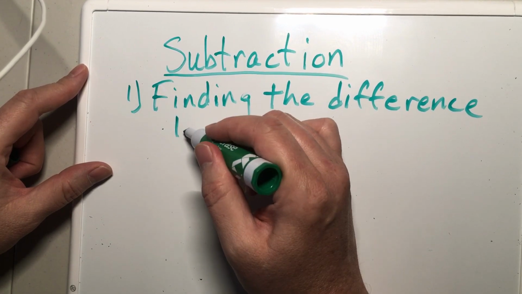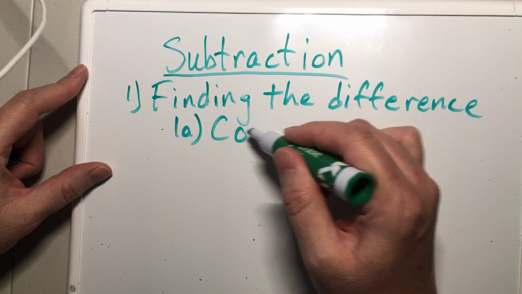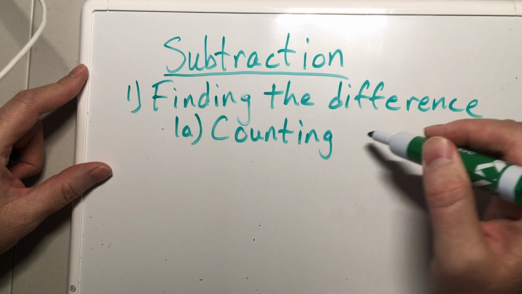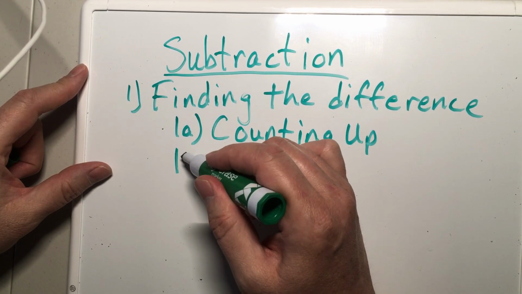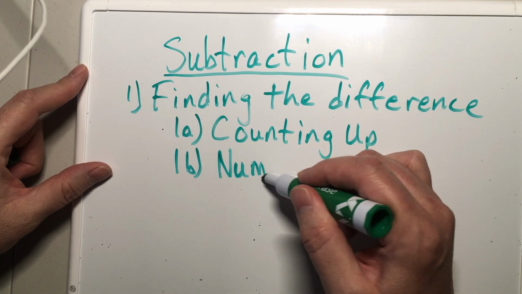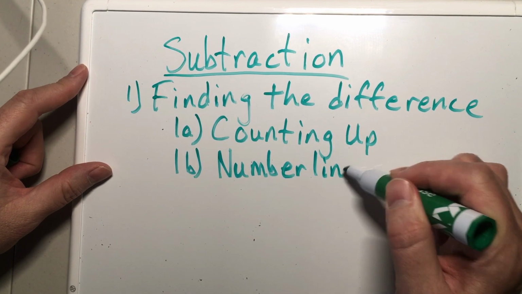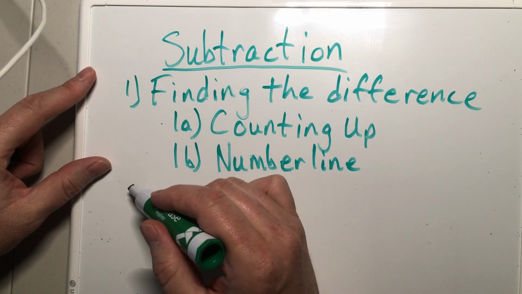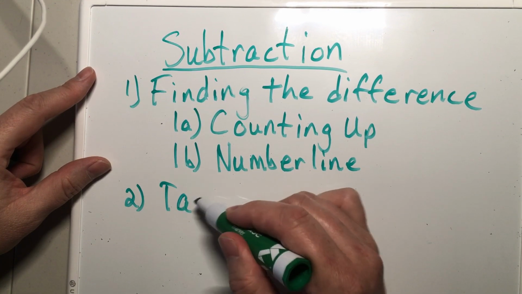Okay, and the strategies I'm going to show you for finding the difference, one is called counting up. And the second one is using a number line. The second school of thought, as far as subtraction that I'm aware of, is to take away, or taking away.